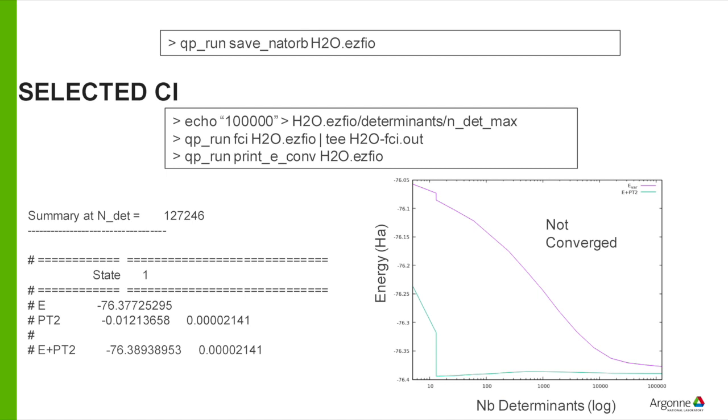And this is the last step here. So if you remember, we started from this energy. Now with 50,000 determinants, we added 0.32 Hartrees to the energy. That's huge. Now it gives you here the PT2 value.